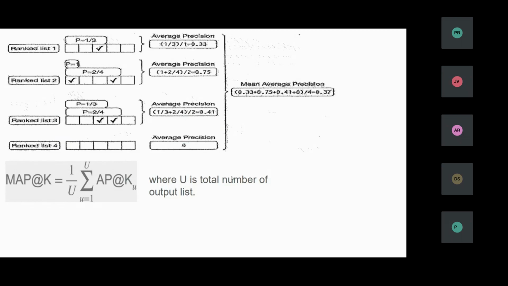Ranked lists 2 and 3 also have two relevant items appearing, so we are considering both of them. As in ranked list 2, you can see that the first item is appearing in the first place, but the second item is appearing in the fourth place.